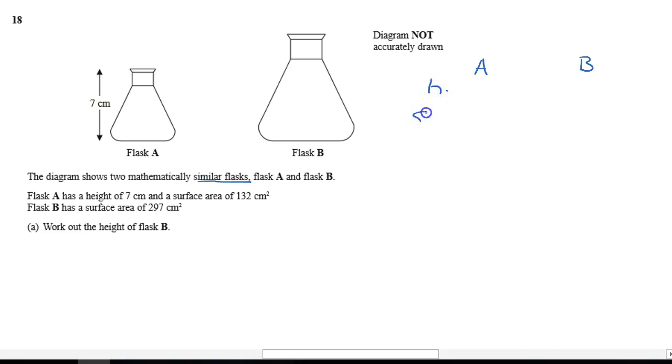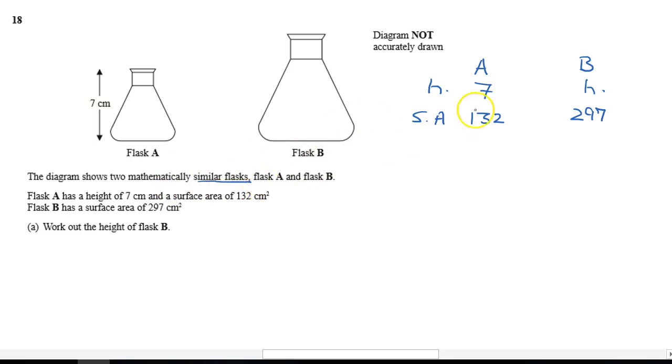The height and surface area. The height is 7 cm and the surface area is 132 cm squared. Flask B has a surface area of 297 cm squared. Work out the height of flask B. That is the height.